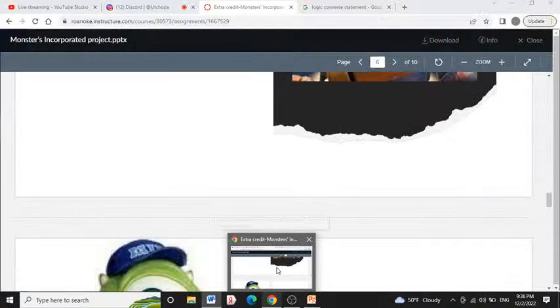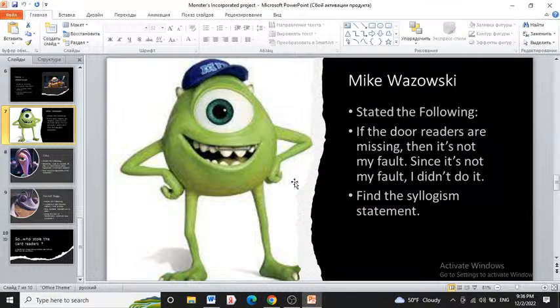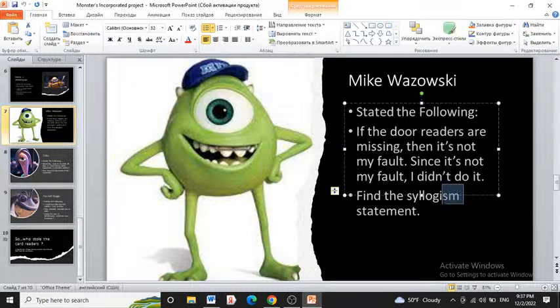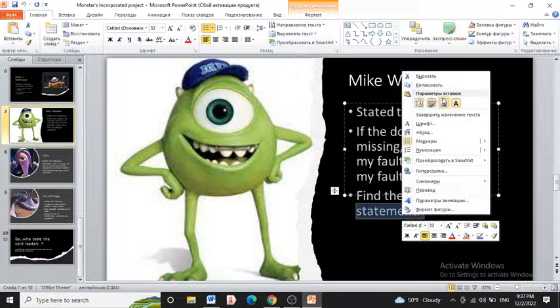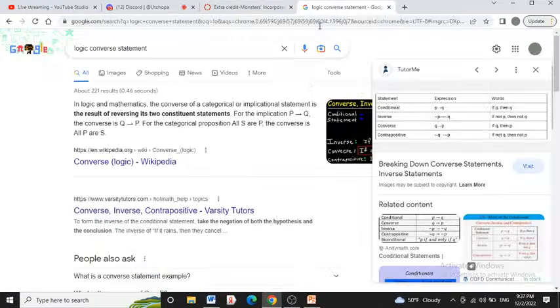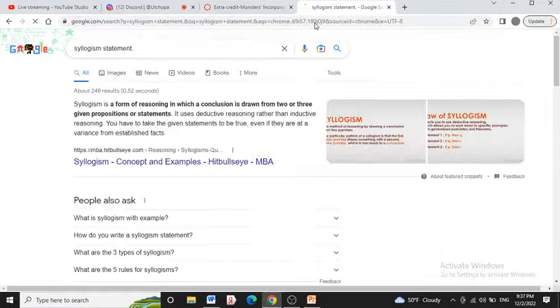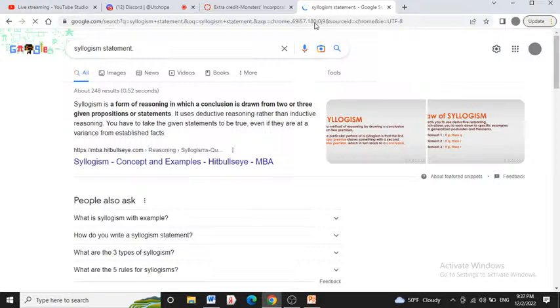Alright, so what's Mike's requirement? Find a syllogism statement. Alright, what's a syllogism statement? Syllogism is a form of reasoning in which a conclusion is drawn from two or three given propositions or statements. It uses deductive reasoning rather than inductive reasoning. You have to take the given statements to be true, even if they are at a variance from established facts.